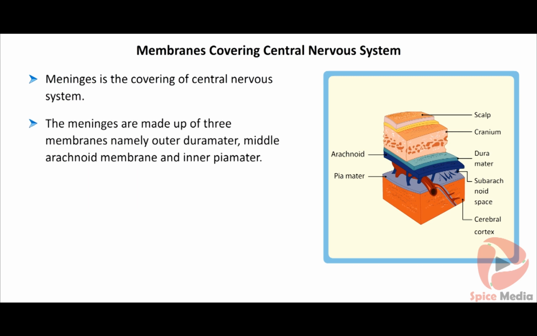The meninges have 3 layers. They are the dura mater, the arachnoid membrane, and the pia mater. The dura mater is the outermost layer covering the central nervous system. The middle one is the arachnoid membrane. It is a web-like structure made up of collagen and elastin fibers. Pia mater is tightly attached to the neural tissue of the spinal cord and the brain.